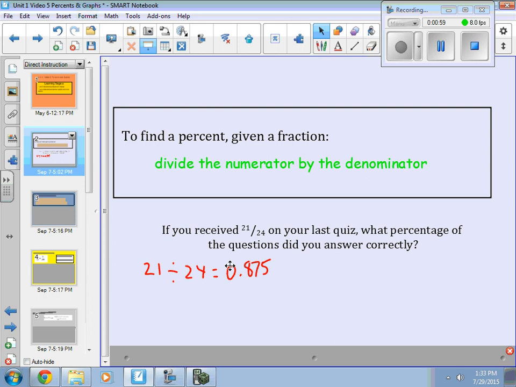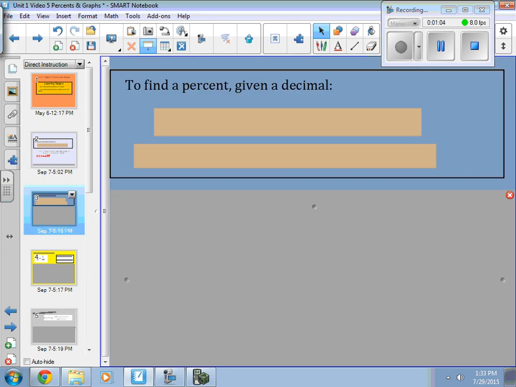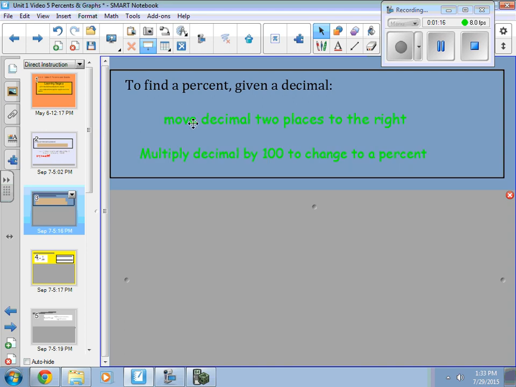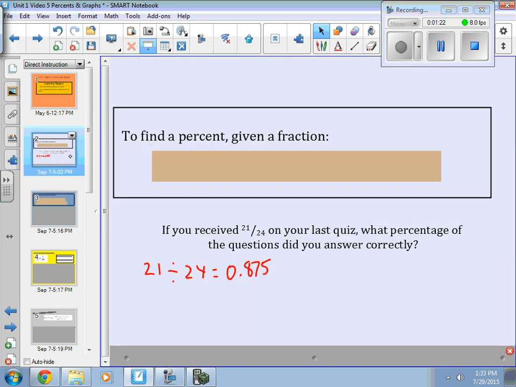Okay, so now what we need to be able to do is turn that into a percentage. In order to turn a decimal into a percent, either move the decimal 2 places to the right, or the other thing you can do is multiply the decimal by 100 and get a percent. So let's go back to the one we just had here. If we want to change this 0.875 now to a percent, move the decimal place over 2 times, and that changes into 87.5%. Or the other way it's said is you can multiply by 100.